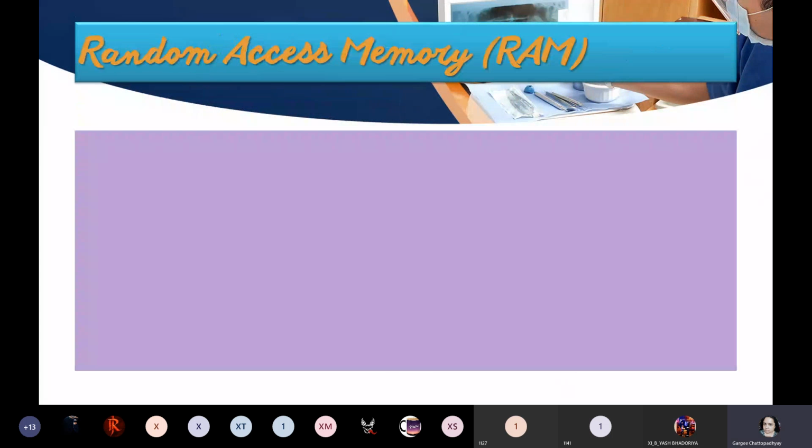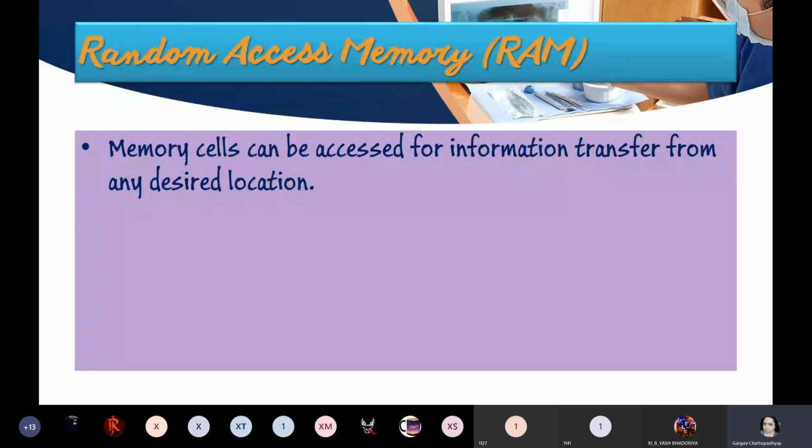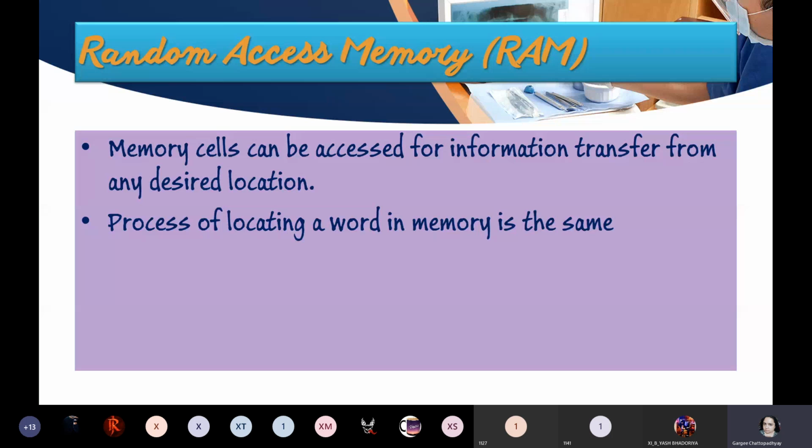Parts of main memory we have already seen. Memory cells can be accessed for information transfer from any desired location. Process of locating a word in the memory is the same. You try to locate a word or save a word anywhere in the memory, the amount of time required would be the same. That is why it is random access memory.